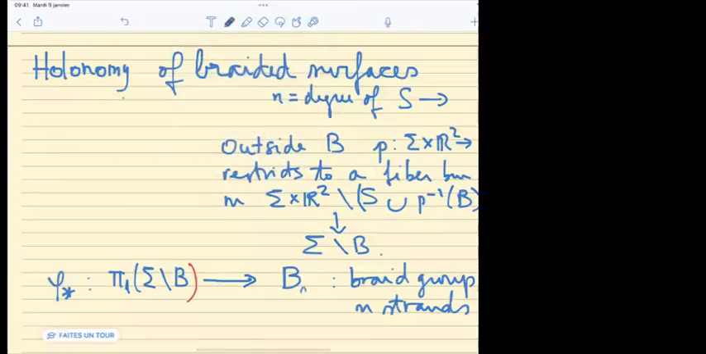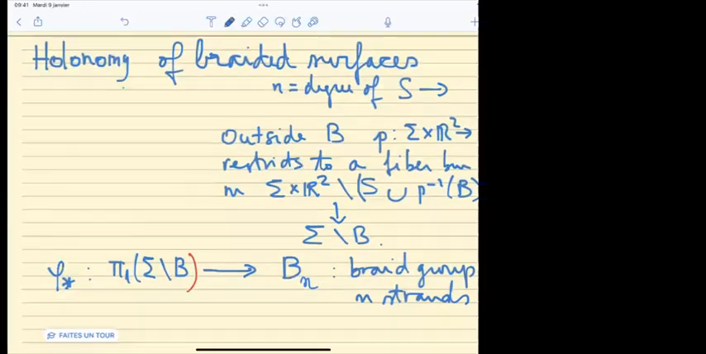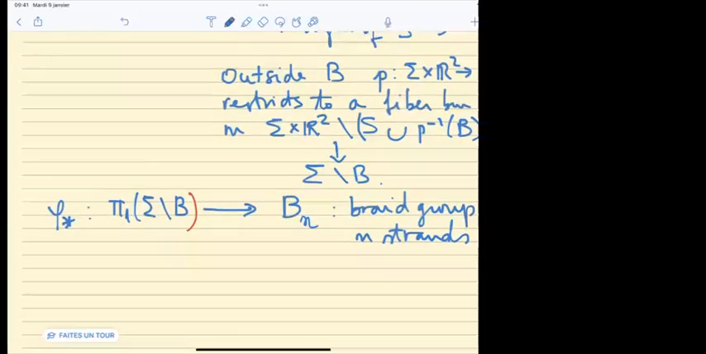Sorry. I'm sorry, there seems to be a problem now that I cannot see the right-hand side of your notes. For example, the third line is outside P, and then P from sigma cross R2 arrow, and then I cannot see where the arrow goes.